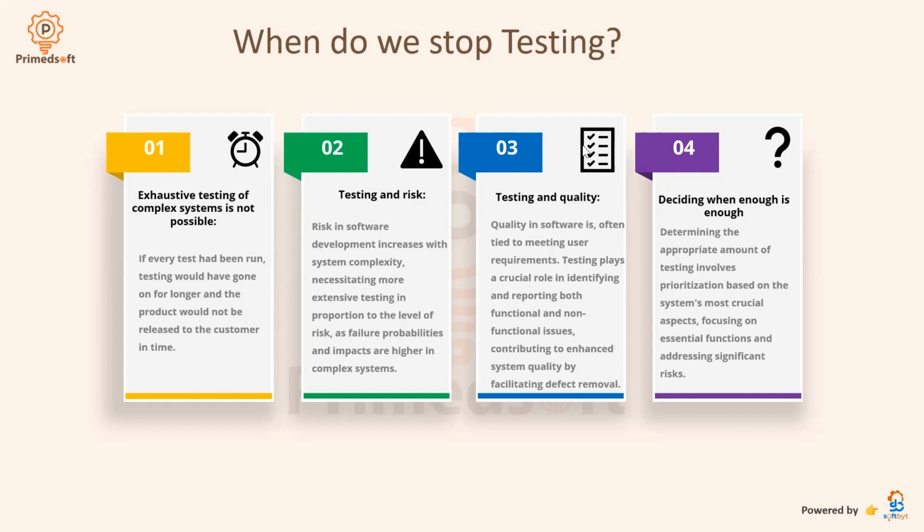So deciding when enough is enough is another one that will help you to decide when to stop testing. Determining the appropriate amount of testing involves prioritization based on the system's most crucial aspects, focusing on essential functions and addressing significant risk. I've tested a particular software. There are a few bugs, some cosmetic issues that we have on the software, but we've tested all the logic, we've tested all the important functionality, right?